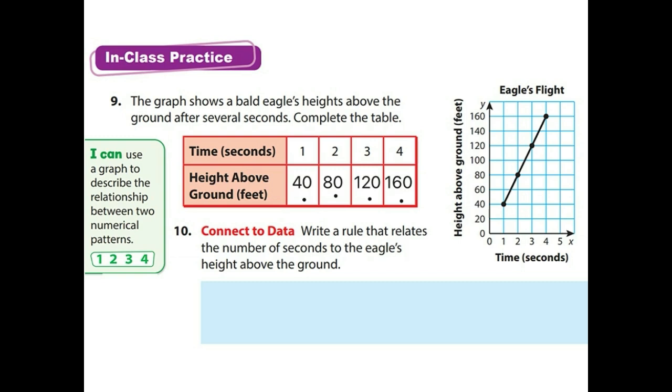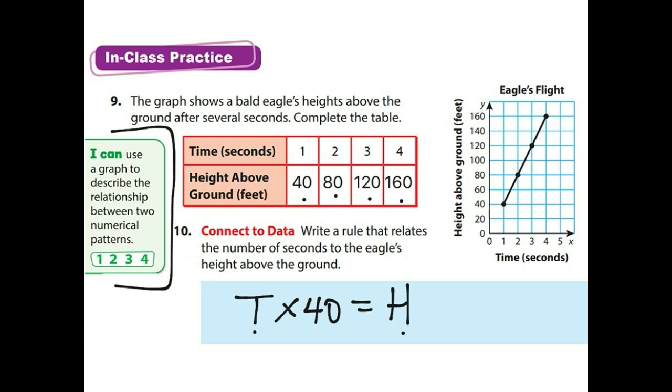Alright, I would say it's T for time times 40 equals H, right? So you can put different letters there, but it needs to be where you're multiplying the seconds times 40, and that's going to equal the height. Alright, and of course our I can statement here says I can use a graph to describe the relationship between two numerical patterns.